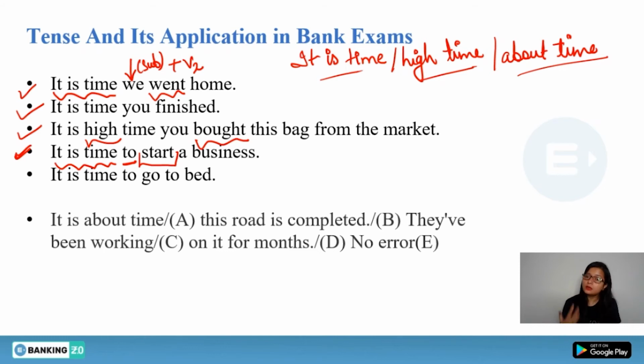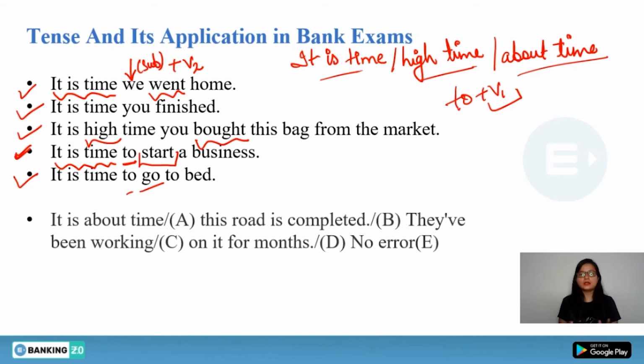Another way to create or correct this kind of sentence is: it is time, it is high time, it is about time, and then you have to with v1. After the to, you have to use v1, not v2. Okay, I hope it is clear to you. Now, it is time to go to bed. Again, you have it is time to and v1.